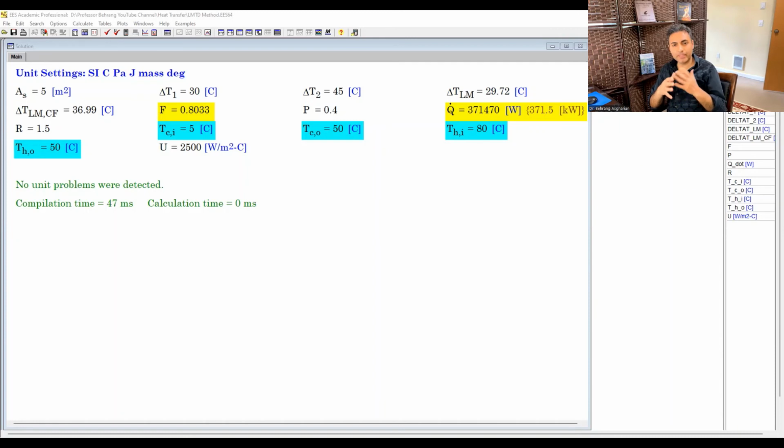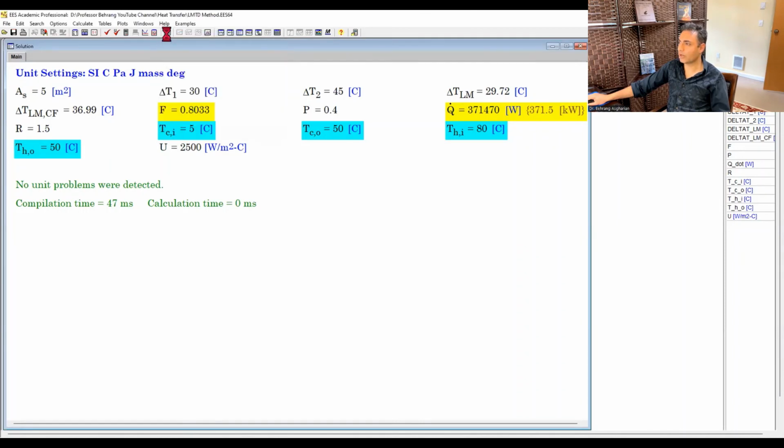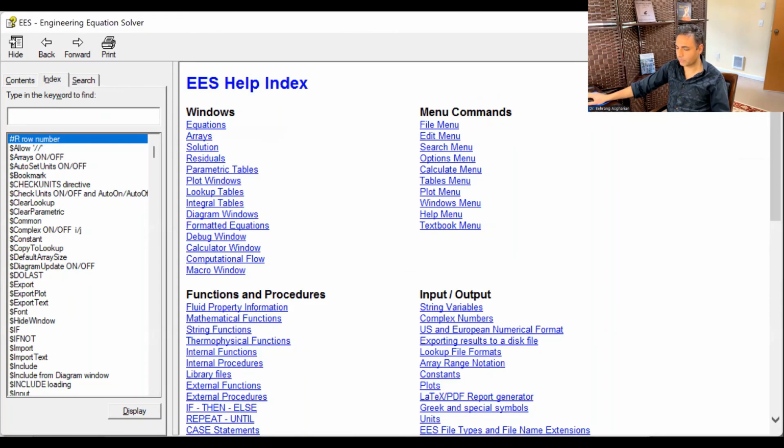There's one question. If you remember at the beginning of this video, I said this is an elusive function. Why did I say elusive function? Because if you go to help in EES and you try to look for this function, you can't find it easily. And I'm going to show you why that's the case. So let's take a look at the help index of EES and see what happens there. This is the help index of EES.